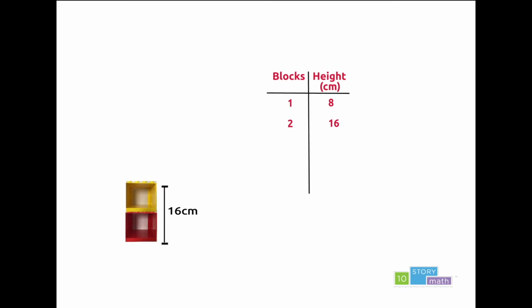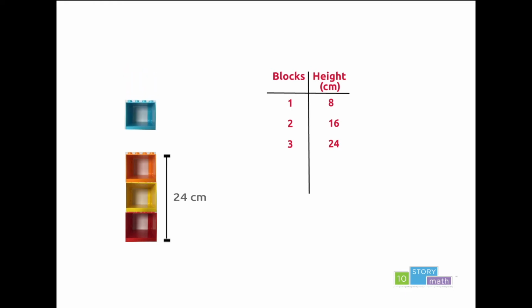As I do, you will notice that every time I add an additional block, the height of the tower increases by 8 centimeters. It is increasing at a constant rate because each block is the same height. 3 blocks, 24 centimeters. Let's add that to the table. And now a fourth block. 4 blocks, 32 centimeters.